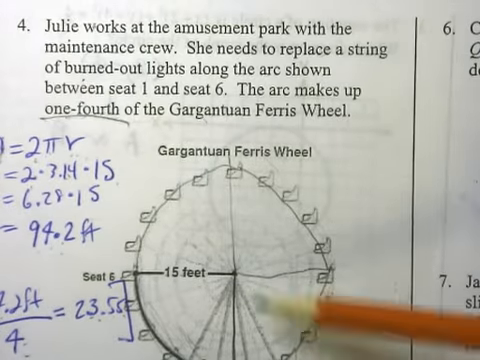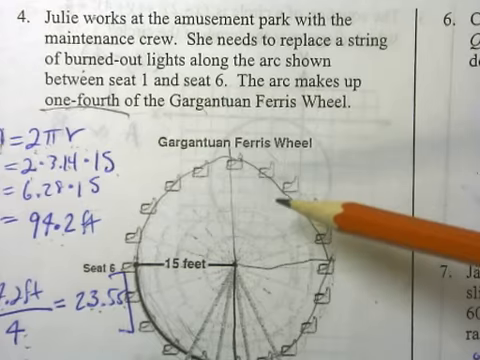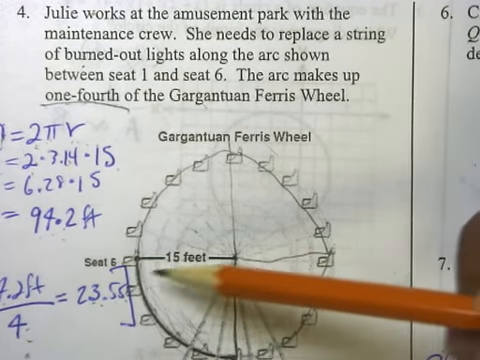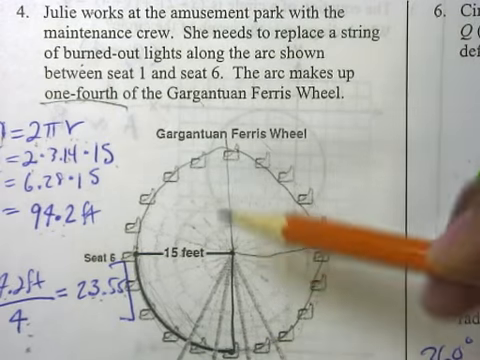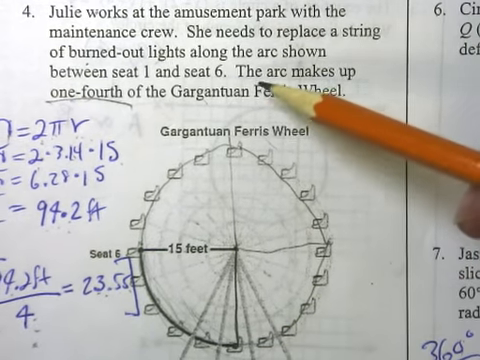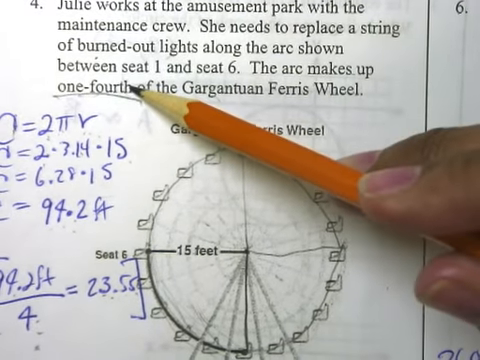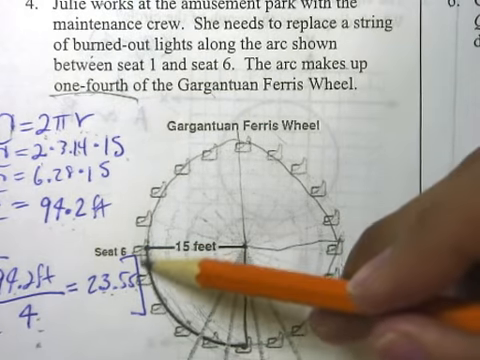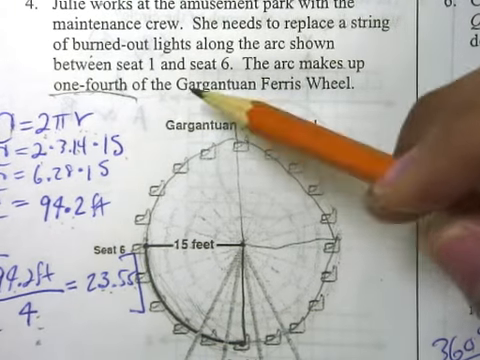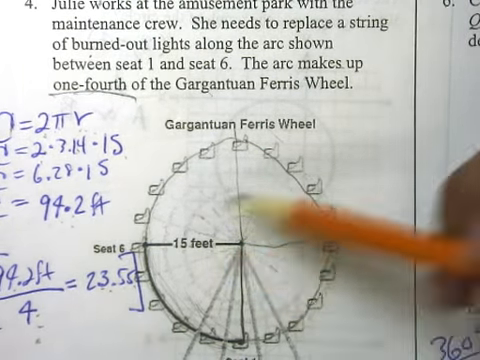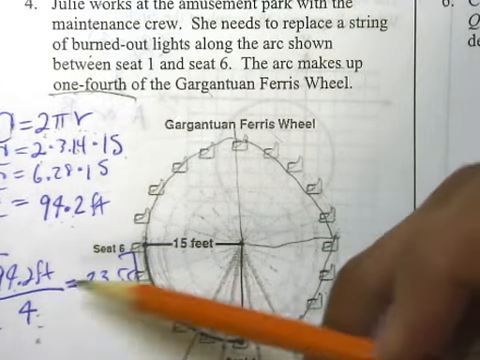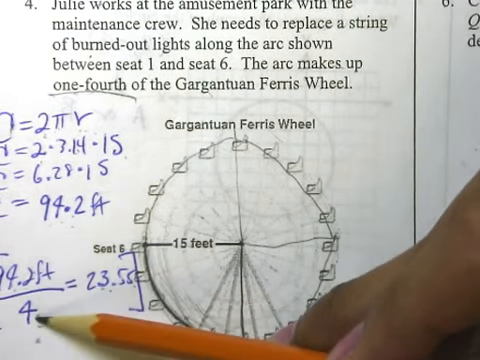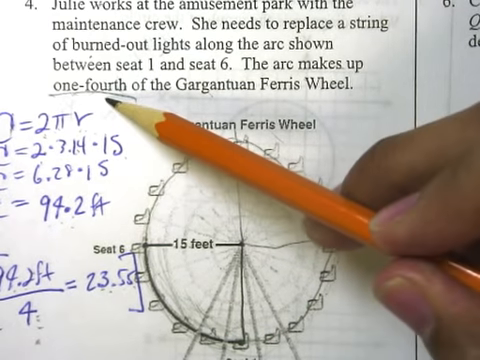Now, by the way, notice that's one of the choices, right? That's choice D. Now, the question is not asking me for the circumference of the circle. The question is asking me for the distance from seat 6 to seat 1. And they also tell me that this arc right here makes up 1/4. So this arc right here is 1/4 of the Ferris wheel. Well, I don't want the whole Ferris wheel. I just want this 1/4 part here, right?